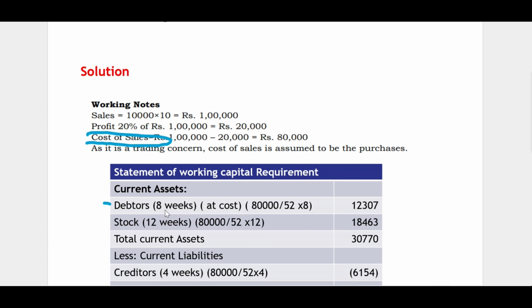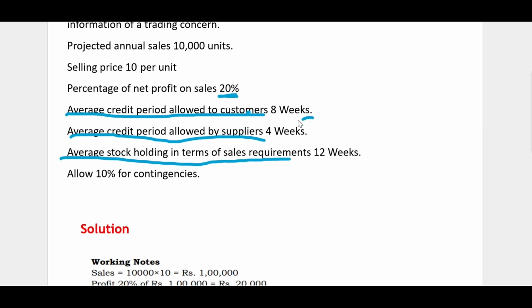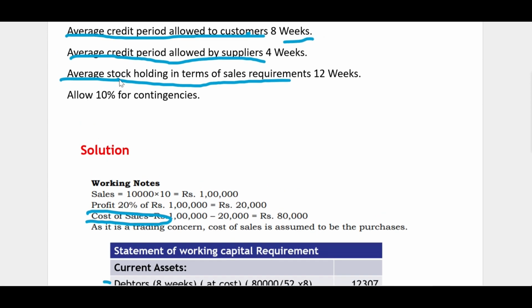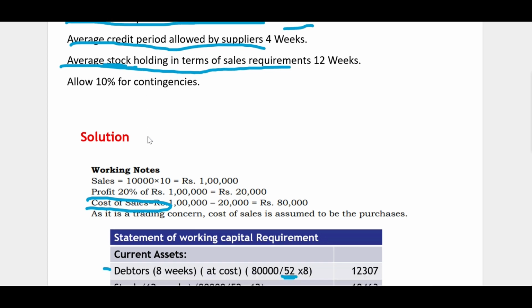So debtors will equal 8 weeks. So I will take the cost of sales and divide it by 52. 52 is the number of weeks in 1 year, because he gave me the information based on weeks. So I will divide by 52, which is the number of weeks. So 80,000 divided by 52 multiplied by 8 weeks will be equal to 12,307.